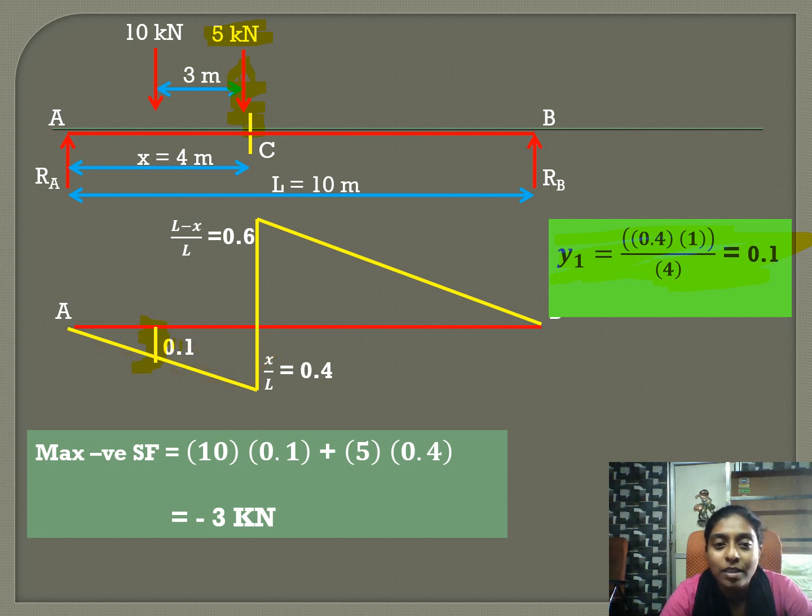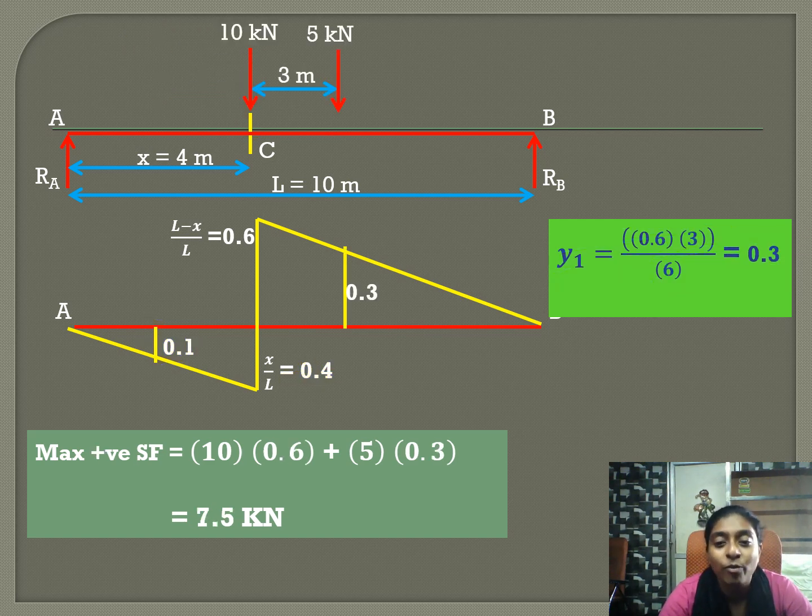Now it is our aim to find the maximum negative shear force. So it is this load, 5 kilonewton, multiplied by this ordinate, minus 0.4, plus this 10 kilonewton multiplied by minus 0.1. So we get the value as minus 3 kilonewton. So this is our maximum negative shear force. Same way, we will find the maximum positive shear force.